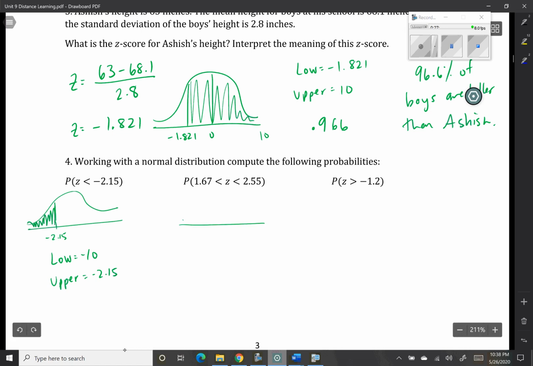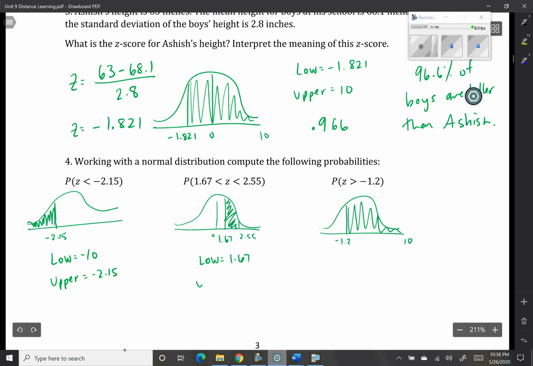For this middle one, we want to be between 1.67 and 2.55. So I have 1.67, that's going to be above 0, and we have 2.55. So we want to calculate the probability of falling here. What's the proportion that is there? And this one says greater than negative 1.2. So if I make my bell curve, I have negative 1.2, and I want to be greater than that, so I want to go all the way up to 10. So here my lower z-score was 1.67, my upper z-score is 2.55. Here my lower z-score is negative 1.2, and my upper z-score is 10.